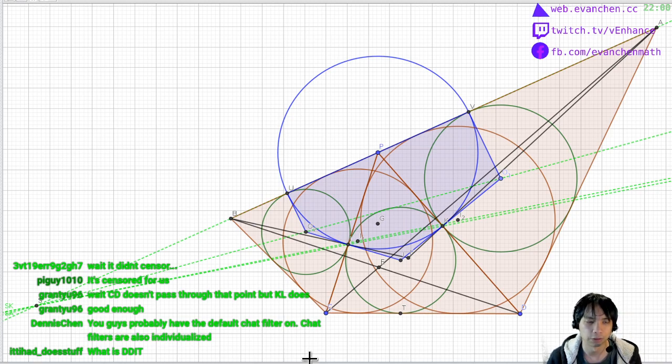DDIT is the dual of Desargues' involution theorem. Maybe I should try a bit harder to actually solve this. I don't know, it just doesn't look close. It's all because of that graph. I spent so much time going the wrong way.